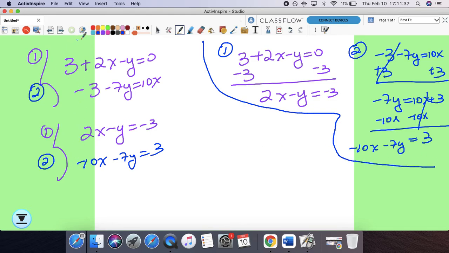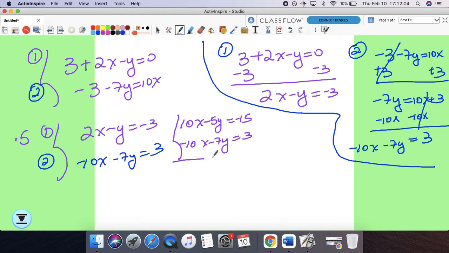Okay, now I can finally see if I want to multiply the top line by something and the bottom line by something. I have 2 and negative 10, so I'm going to multiply that top line by 5. If I multiply the top line by 5, I'm going to get 10x minus 5y equals negative 15. That's one, and let me rewrite the bottom equation. Negative 10x minus 7y equals 3. So that's what I'm going to work with.